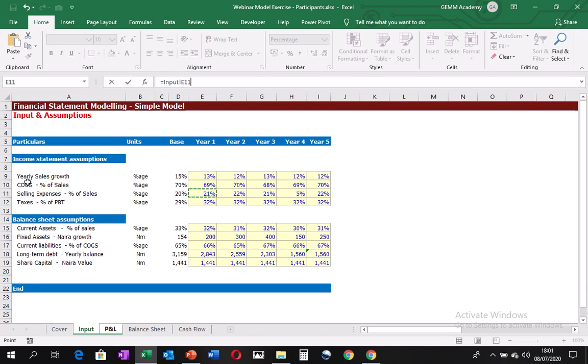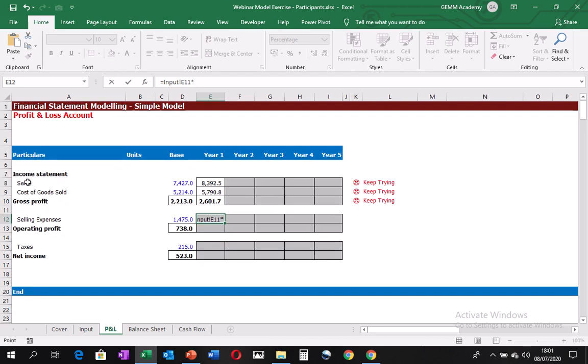So 21% multiplied by the sales of that year. So Control Page Up, sales of that year is 8392.5, and so you got your selling expenses for year one. Then the operating profit, just extend: Shift, forward arrow, Control R.